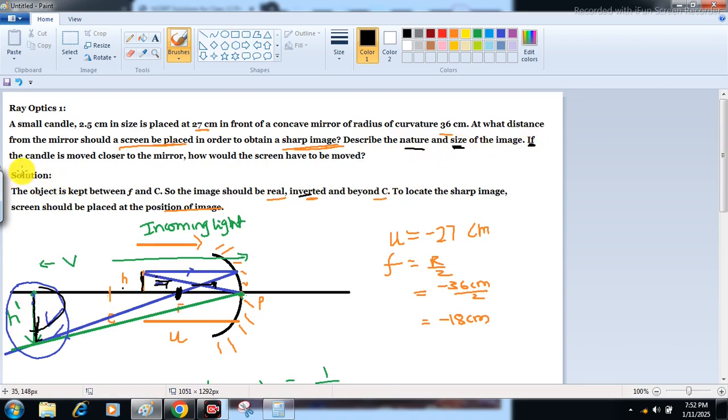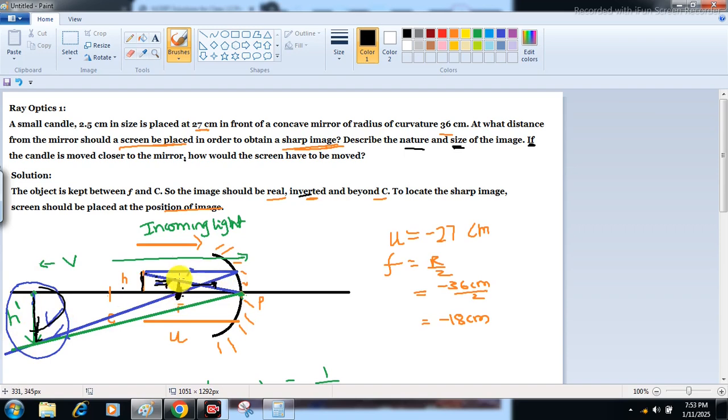If the candle is moved closer to the mirror, how would the screen have to be moved? Initially the candle, that is the object, is placed in between the center of curvature and the focal point. Now as it is moved closer to the mirror, the image is formed farther away from the mirror. So to obtain a sharp image, the screen should be moved away from the mirror.